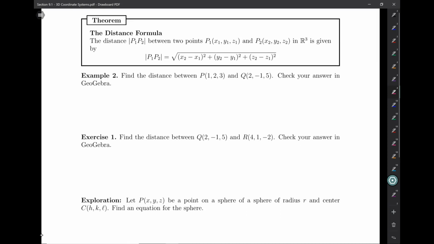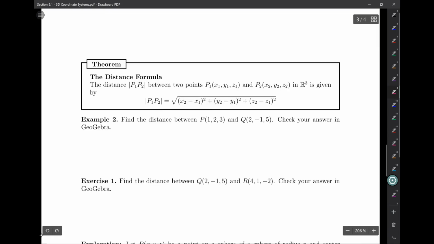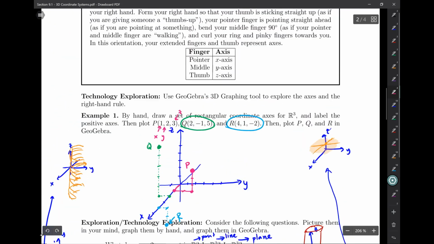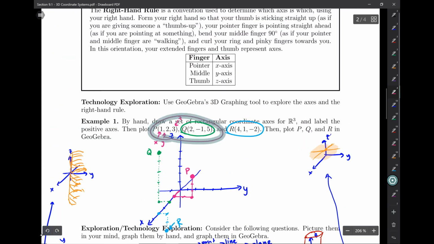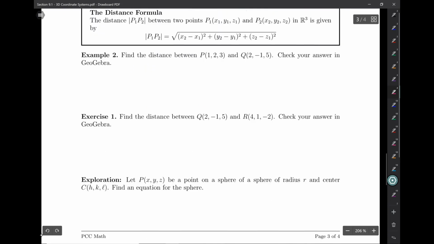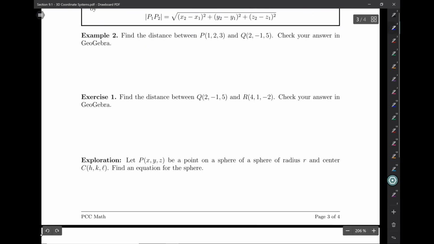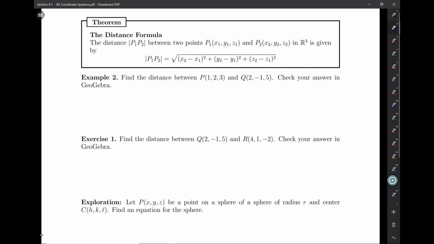Let's do an example. Let's find the distance between 2 points, (1, 2, 3) and (2, negative 1, 5). I believe those were 2 points that we looked at and plotted earlier. Here they are. Now we're going to find the distance between them. I'm going to show you also how to do this in GeoGebra because it's cool to visualize it and also to know how to do it in multiple ways. So let's find the distance between these 2 points. We'll use the distance formula.